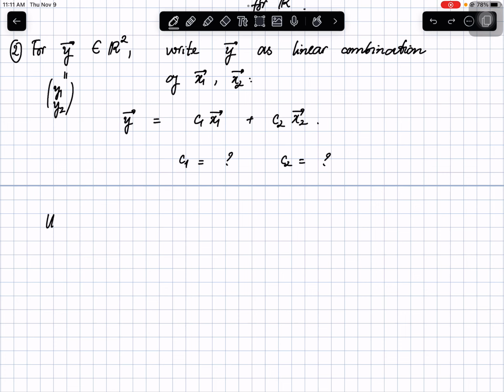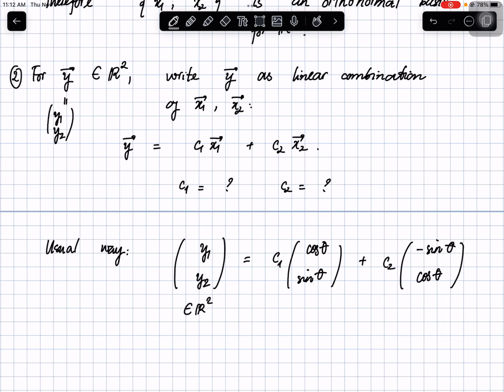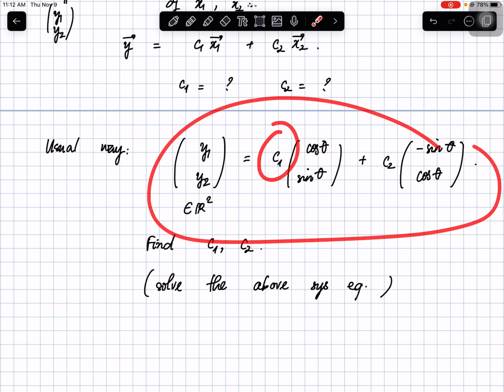So one way, the usual way, is to solve the system of equations, right? What is y? Vector y1, y2, right? Just an arbitrary vector in R2, given to us with values y1 and y2. C1 is just a scalar. x1 is the vector cosine theta, sine theta. C2 multiplies minus sine theta, cosine theta. So we need to find C1, C2, or in other words, solve the system of equations with variables C1 and C2 in R.